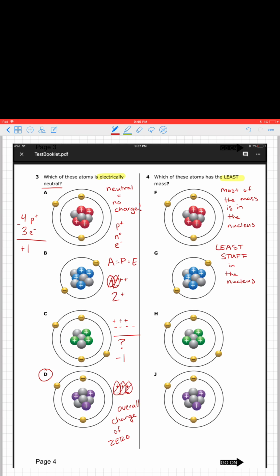So F, if we count, we have 1, 2, 3, 4, 5, 6, 7. So we would have a mass of 7 AMUs. For G, we have 1, 2, 3, 4, 5, 6, 7, 8. We have a mass of 8 AMUs. For H, we have 1, 2, 3, 4, 5, 6. 6 AMUs. And for J, we have 1, 2, 3, 4, 5, 6, 7. 7 AMUs. So H is the one that has the least amount of mass.